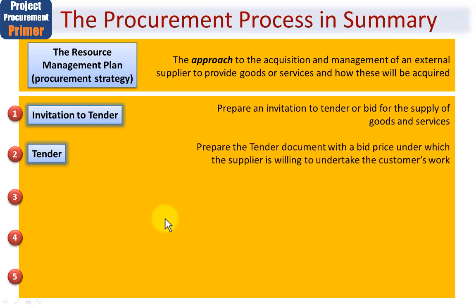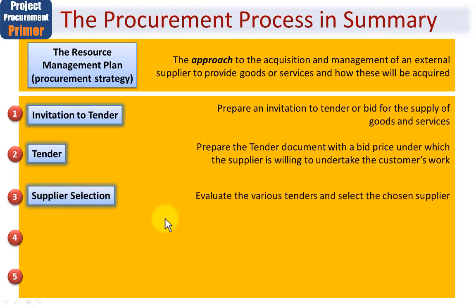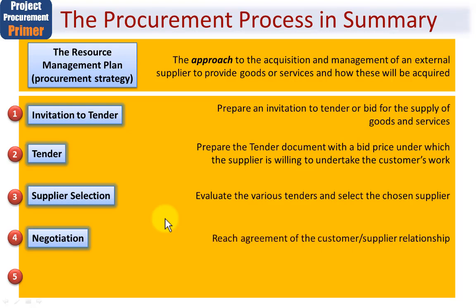Step 2, each supplier will offer a tender document with a bid price under which the supplier is willing to undertake the customer's work. Step 3, just like before, the supplier is now selected, and what the buyer will do is to evaluate the various tenders and select the chosen supplier. There'll be some form of negotiation. As I've said, I'll be covering that in a later module, where agreement hopefully is reached on how the customer-supplier relationship will be carried out.